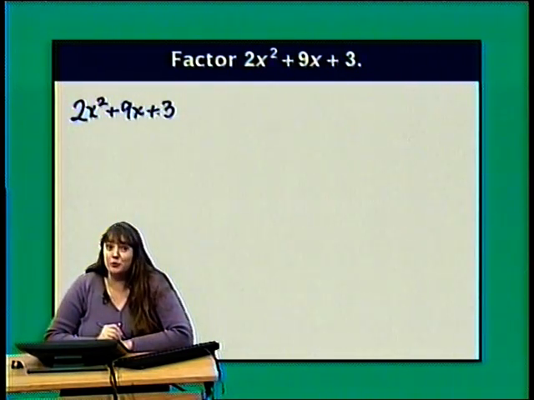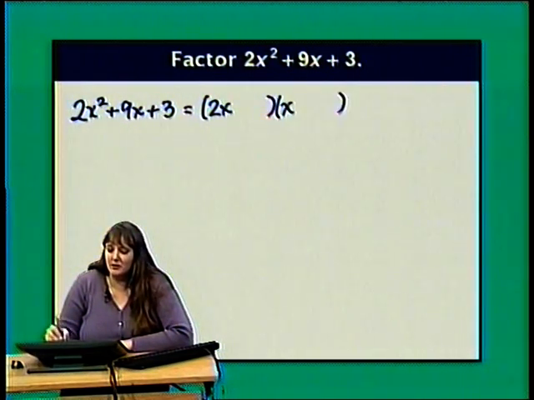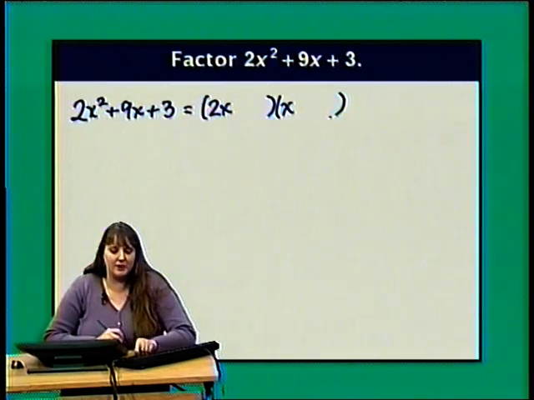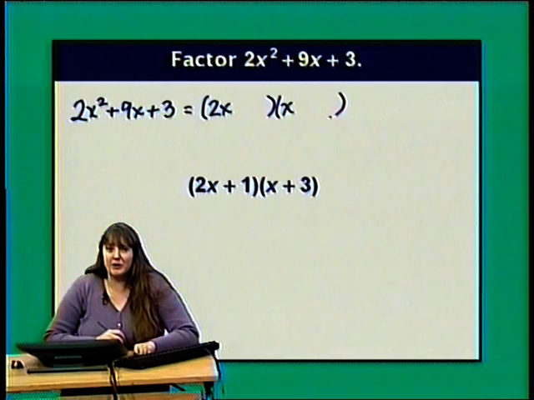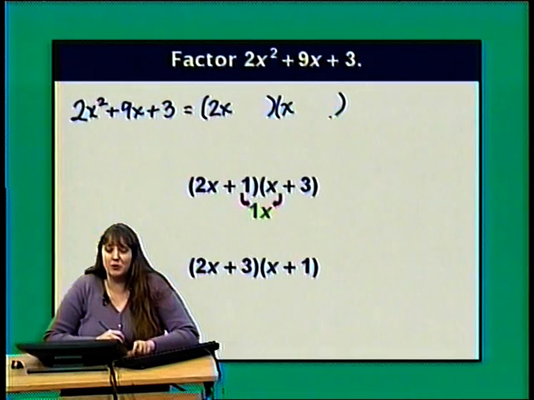I'm thinking 2x and x again. That constant 3 at the end is prime. When I multiply 3 times 1, I'll get 3, but I can put the 3 either in the first or second set of parentheses. So I can try 2x plus 1 times x plus 3, or 2x plus 3 times x plus 1. Looking at my first choice here, the inner terms, 1 and x, multiply to 1x.